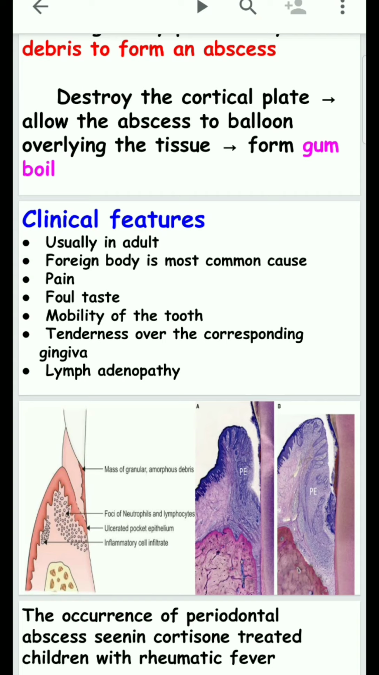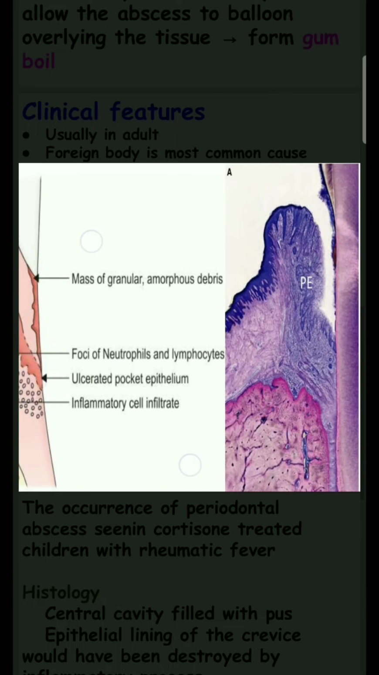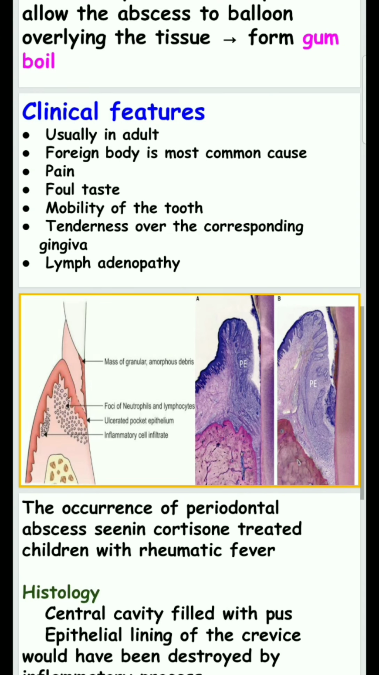A foreign body is the most common cause for the development of periodontal abscess, especially food particles that get accumulated in people with increased periodontal pocket depth. The food particles help the bacteria grow further, and there is pus discharge in the oral cavity, so people may experience a foul taste. Tooth mobility will be seen, because the abscess damages the cortical plate, and lymphadenopathy is also seen.